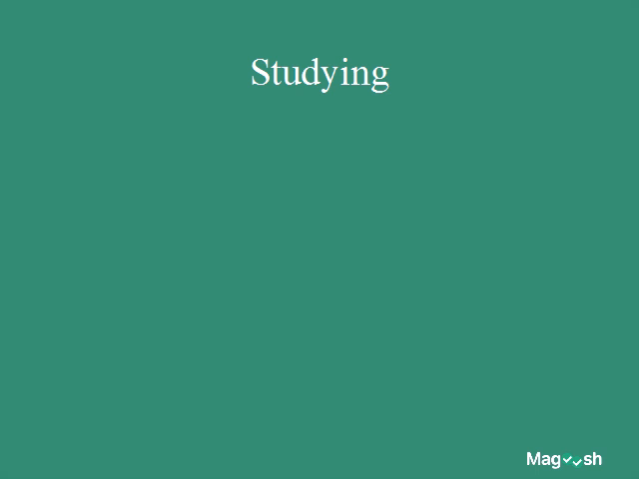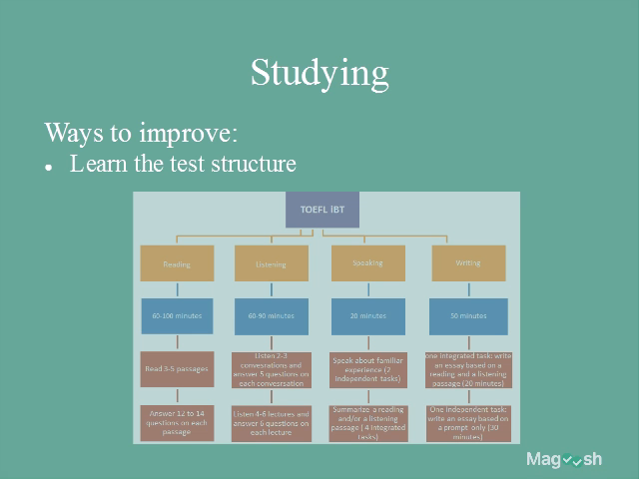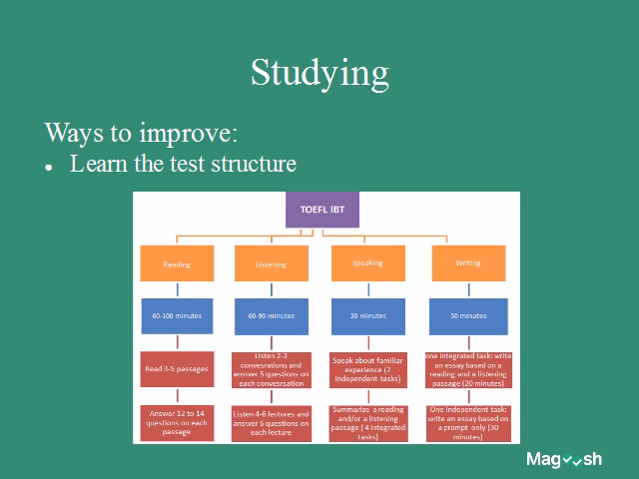Studying. How do you study for the TOEFL? There are basically 3 ways to study, 3 different things you can study. The first one is the test structure. As I mentioned, this is very important for the speaking section especially. Getting to know the speaking section is a huge help. It's also very true for the listening section. It helps to just find out what you will see and what to expect.